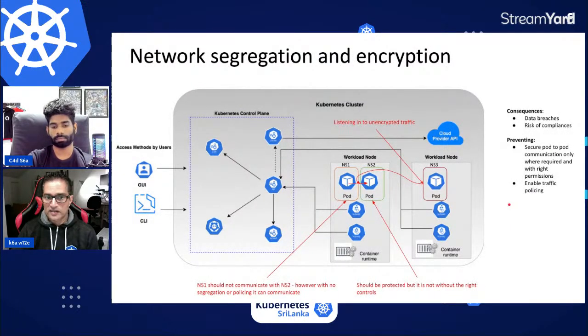The next one is network segregation and encryption, which is related to the one I told you before. But this one, let's assume that we've got 3 namespaces and each one has one pod. It's nice and easy to identify which pods are running in which namespaces, which is great. You've taken the first step.